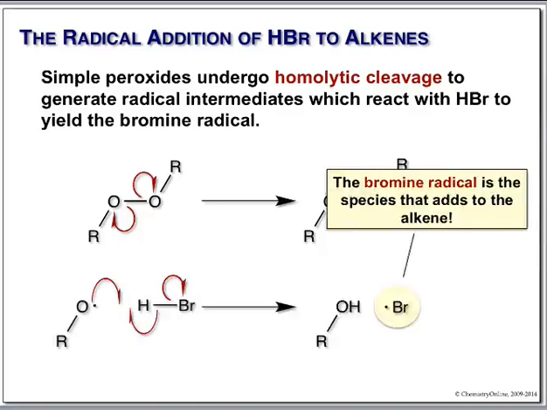When this happens, we get an alcohol and a bromine radical. Now remember the chlorination reaction we saw a bit ago. We had a chlorine radical, right? So these things can exist, they do exist. Bromine radicals even more stable, actually. This is the thing that's going to add to our alkene.